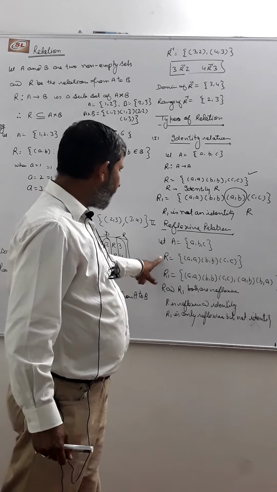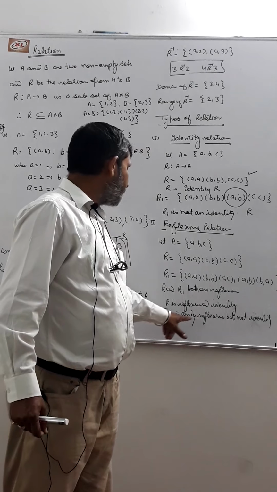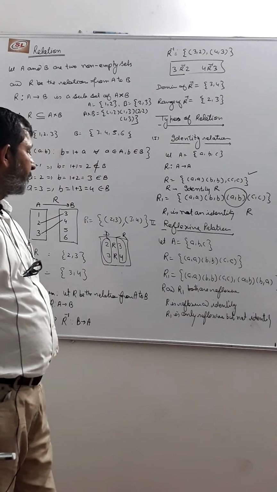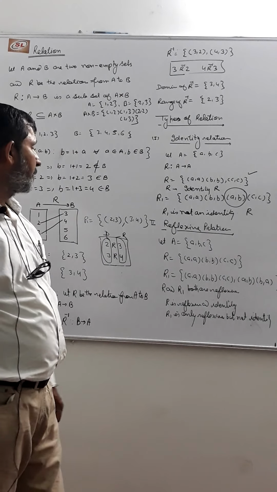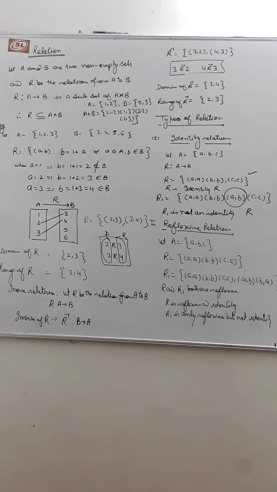R is reflexive as well as identity, but R1 is only reflexive but not identity. Okay?